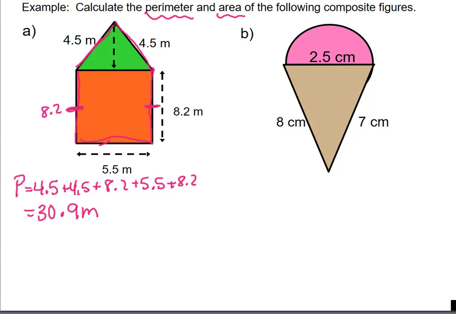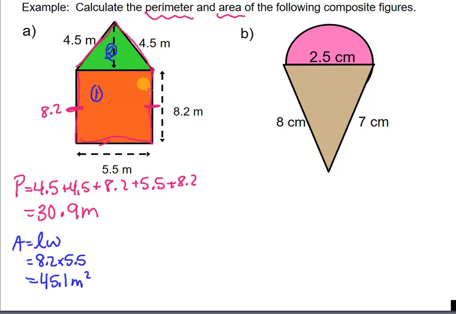Okay, now the area, a little bit more difficult. Okay, so we're going to find the area of this shape. So let's just call this shape 1. Okay, and then the triangle. So the area of a rectangle is easy. It's just length times width, and we have those two measurements. Okay, 8.2 times 5.5. Quite easy. When you put that in your calculator, 45.1. And that's measured in meters squared.